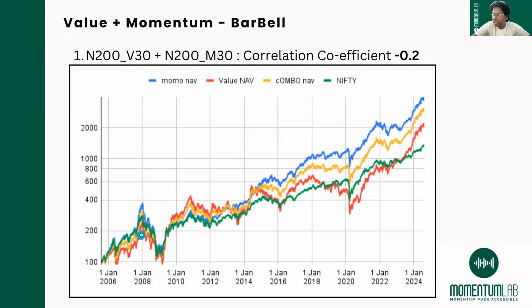In the logarithmic curve, momentum is the blue line, value is the red line, the orange line is the combination of these two, and Nifty is the green line. The correlation between value and momentum is -0.2. For momentum, we have taken Nifty 200 Momentum 30, and for value, Nifty 200 Value 30. Value performed well till about 2014-15 onwards, and from there on, momentum picked up.